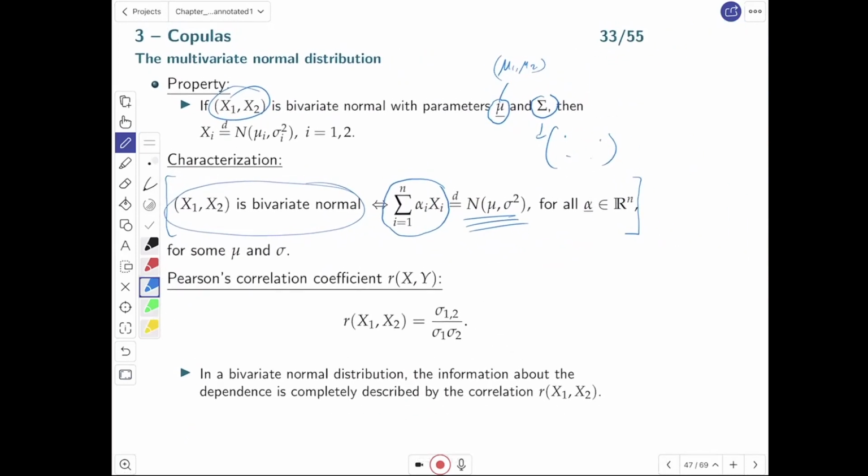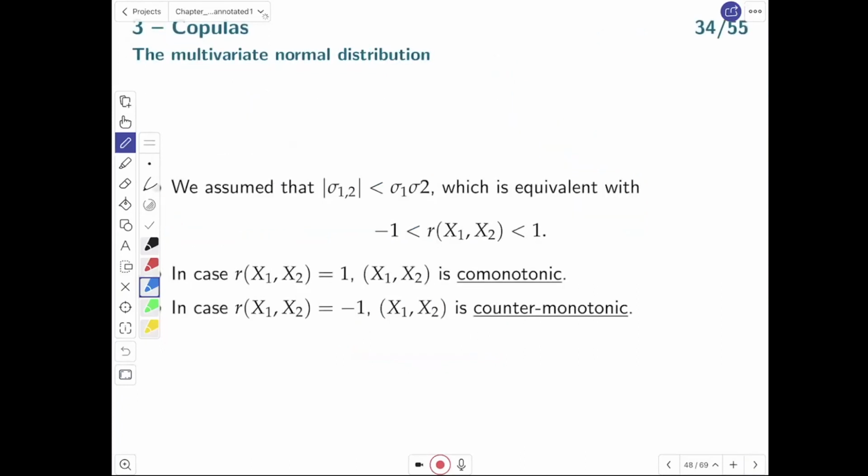Okay, let's have a look at the dependence in a bivariate normal. It's described by this correlation here, right? Where sigma 1,2 in your covariance matrix is this thing here, right? That's your correlation. Again, I hope that you remember this. What you know is that the correlation is somewhere between 1 and -1, right?